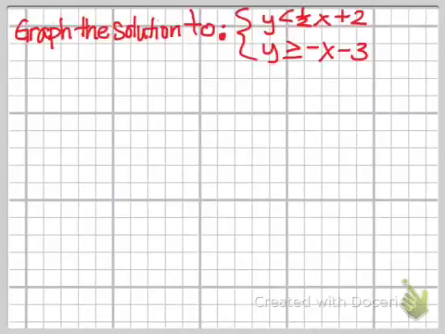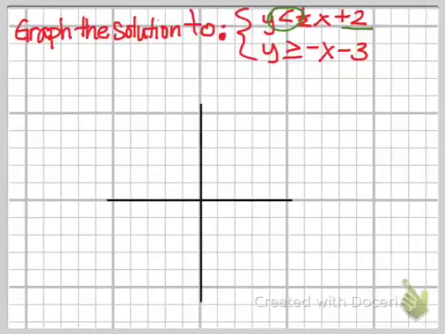Okay, graph the solution to these two equations. So the first thing that you need to do is graph the lines. The first thing I see is I've got a y-intercept of 2, and it's a less than, so I'm going to be graphing a dotted or a dashed line. So I'm going to find the point 2 for the y-intercept, and then my slope is 1/2, so I'm going up 1 and over 2. So up 1 and over 2, mark those points, and then I have a dashed line.